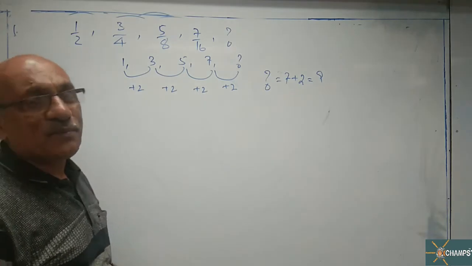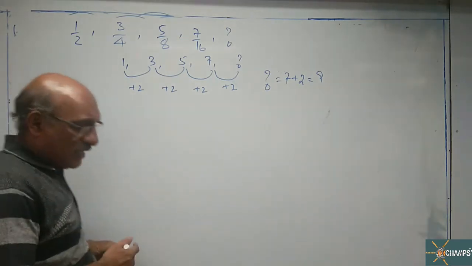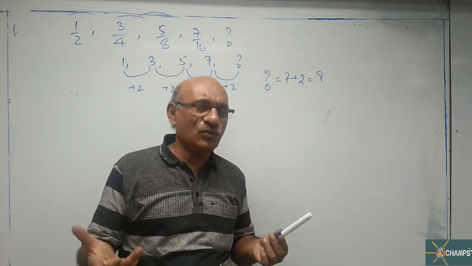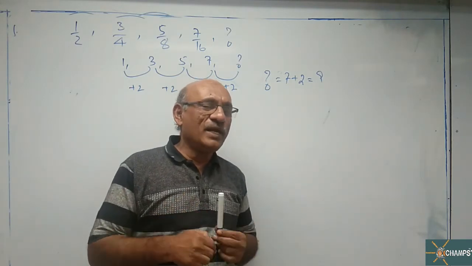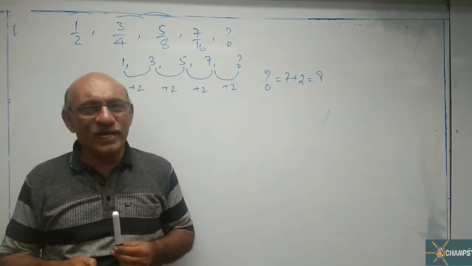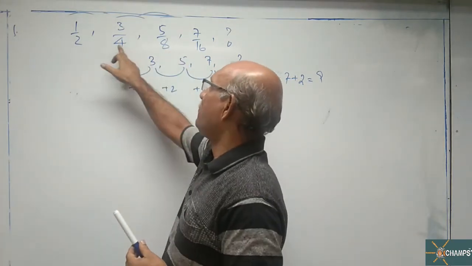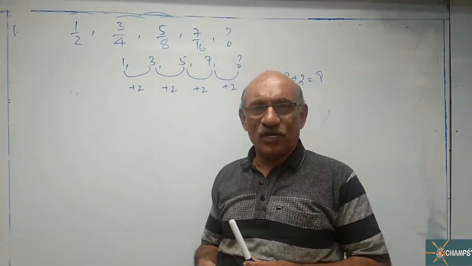The denominator is in geometric progression with a common ratio of 2. This is for maths students. Again I am repeating this point, sir. If you are a maths student, look at the denominator. 4 by 2 is 2, 8 by 4 is 2, 16 by 8 is 2. So it is in geometric progression.